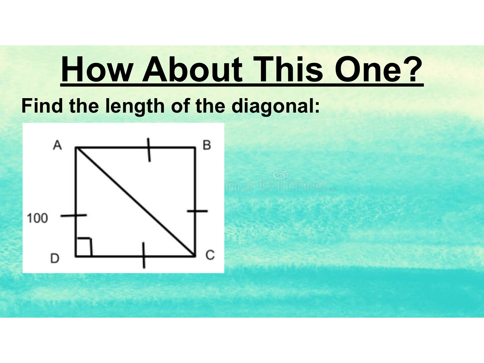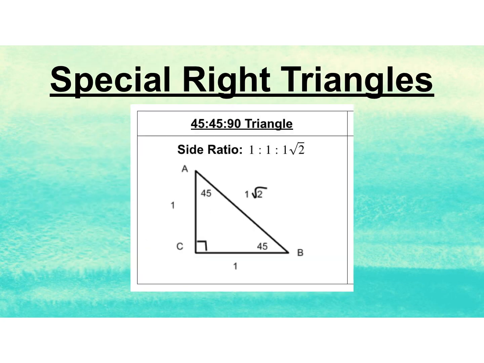So what would this be? Well, we have a square with one side of 100, so the other side would be 100, and this would be 100 square roots of 2. I didn't have to do the Pythagorean theorem because I recognized the pattern. So we call this a 45, 45, 90 triangle. It's identified by the angle ratio, and then it has this side ratio. So the side is 1 to 1 to 1 square roots of 2, whatever that is. So it could be 5 to 5 to 5 square roots of 2. You put the number with the square root of 2.